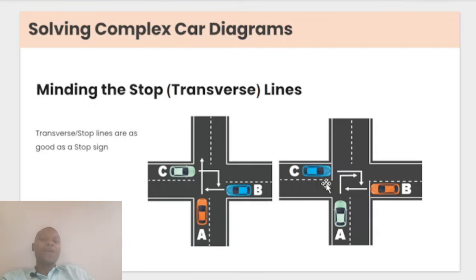Okay, now if you see a car that has a stop line, it means that it should stop. If you have a writing method, do make sure that you write that down. Okay, so now just by looking at this car diagram that does not have stop lines, let's try to figure out which one goes first.